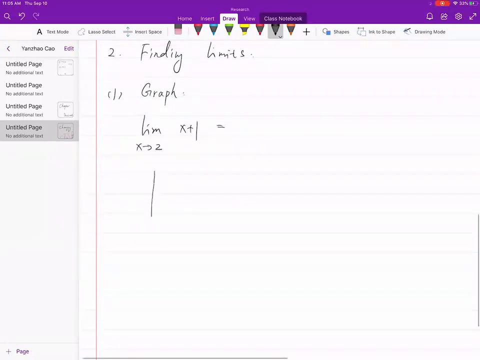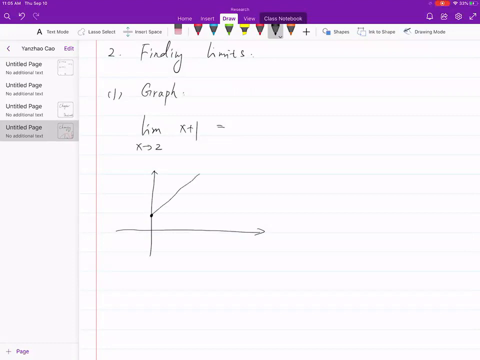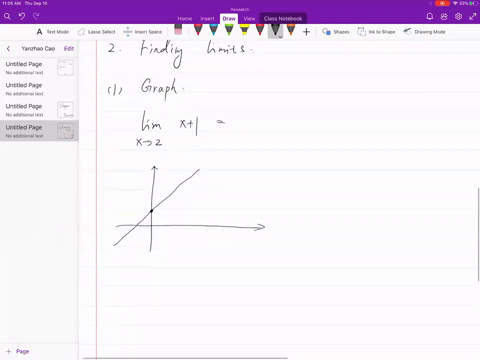Well, this is a simple graph, so I can draw it. It is a straight line passing (0, 1) with a slope of positive 1, so it's something like that. Here's 1, here's 2. So basically what you're trying to say is, what is the function value on this line when x is very close to 2, but not 2? Make sense so far?